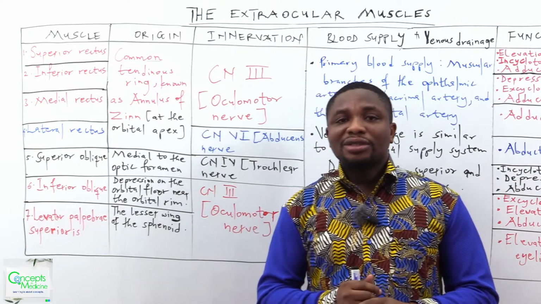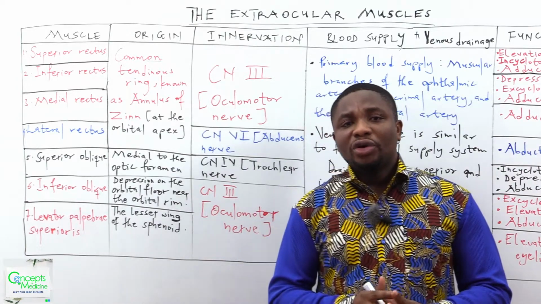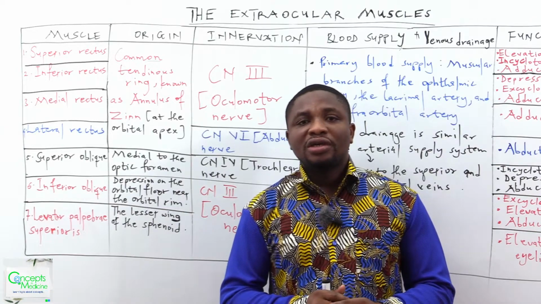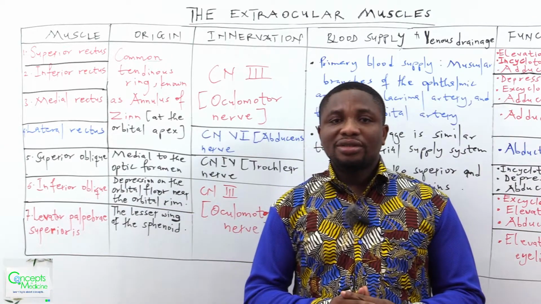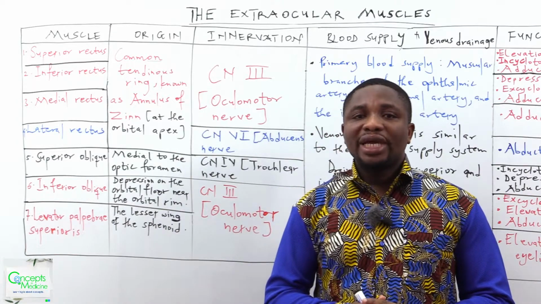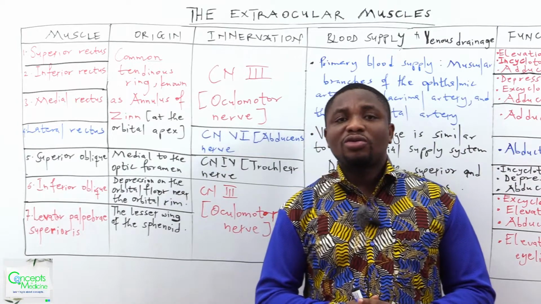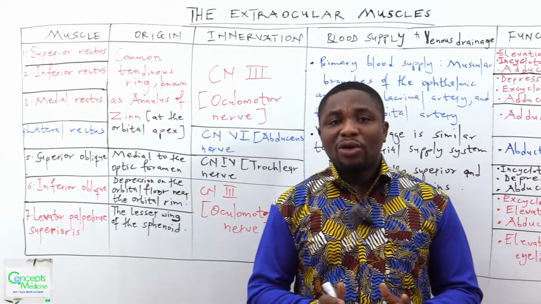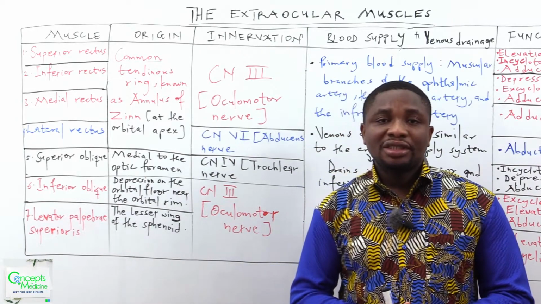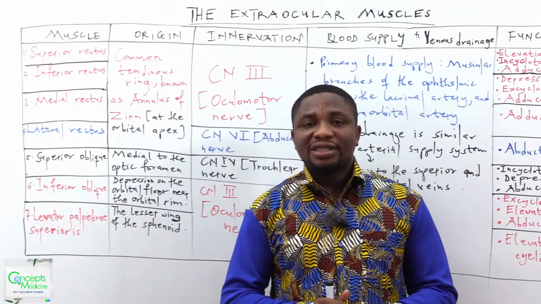For the recti muscles, we have the superior rectus, the inferior rectus, the lateral rectus, and the medial rectus. And for the oblique muscles, we just have the superior oblique and the inferior oblique. Let's move ahead and look at the extraocular muscles one by one with regards to their origin, their innervation, their blood supply and venous drainage, and their function.